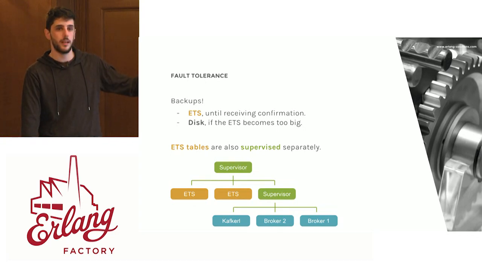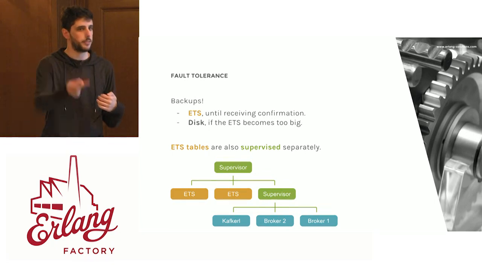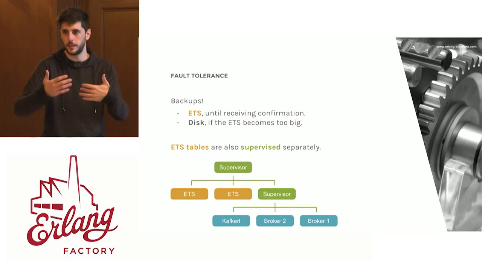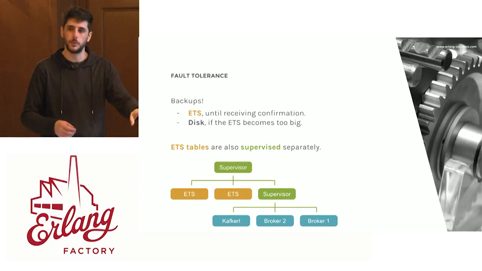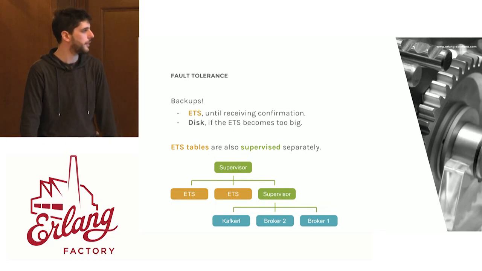Also, the ETS could become too big, for example, if we're trying to send to Kafka and Kafka is down. Then our ETS will start to buffer the messages that didn't get confirmation yet. So if that gets too big, we dump them all to disk. Yes, that causes us to lose order, but we're talking about a service outage, so there's nothing we can do about it.